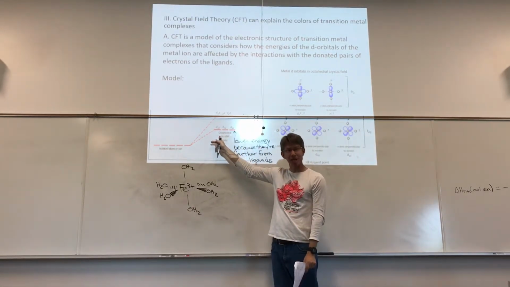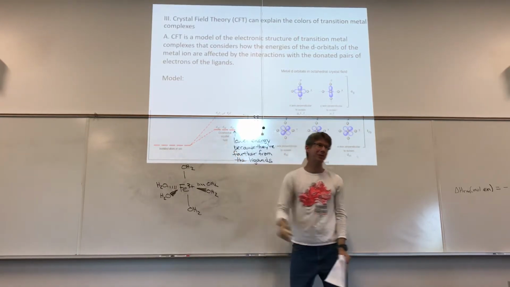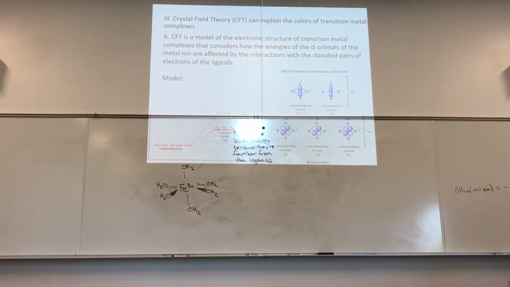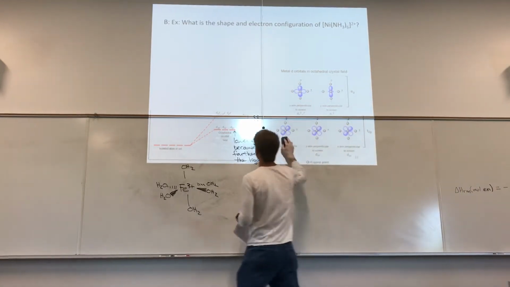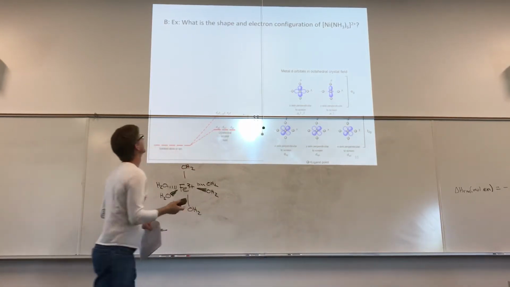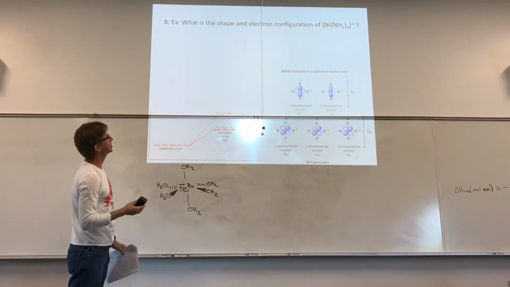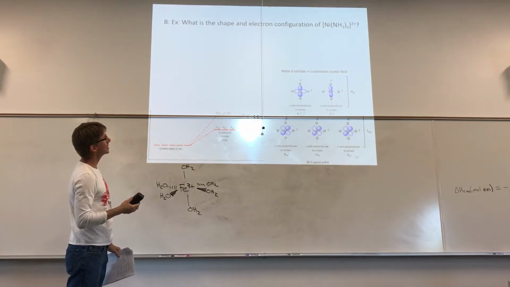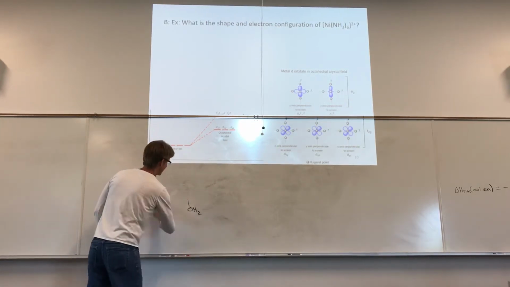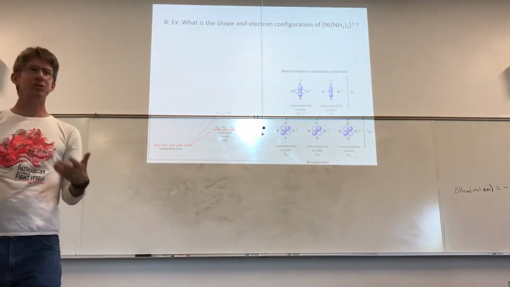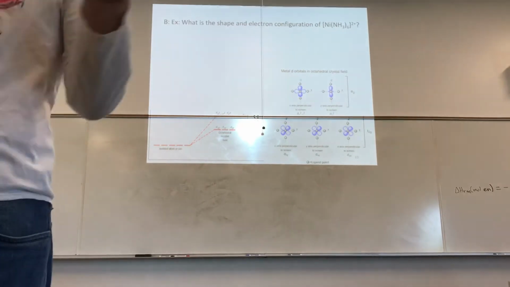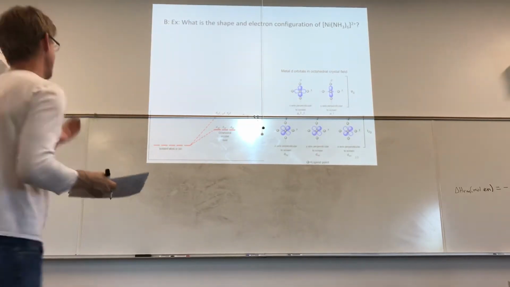Now when you get a different shape, like on the next page, you get different splittings because there are different orientations. Oh, sorry, we're not to the different ones yet. Let's do this one. It says, what is the shape and electron configuration of nickel with 6 ammonias attached as ligands? It has 6 ligands. There's only one shape with 6 ligands. What is it? It's got to be octahedral.